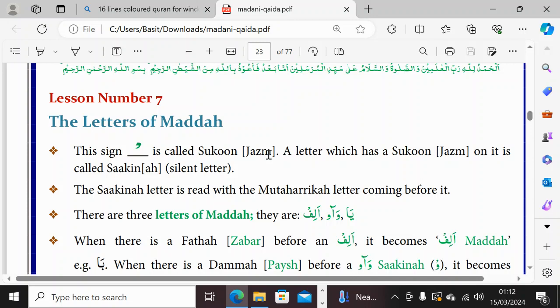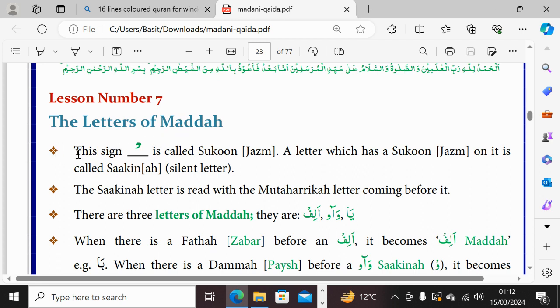So the name of the lesson is the letters of Madda. What is meant by Madda? Before starting this lesson, we must know the concept of Madda. Basically, Madda comes from mud. And what is meant by mud? Mud means to stretch the letters.